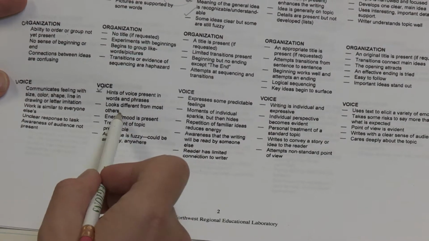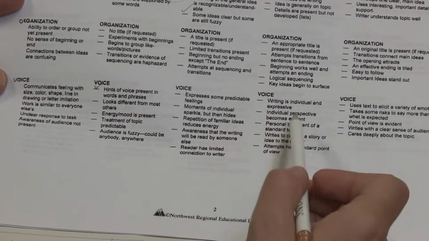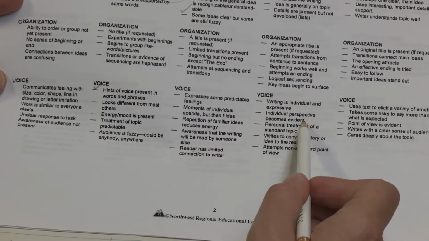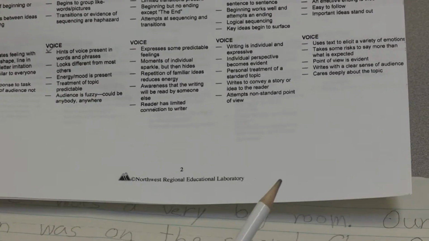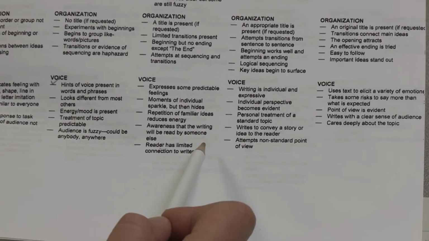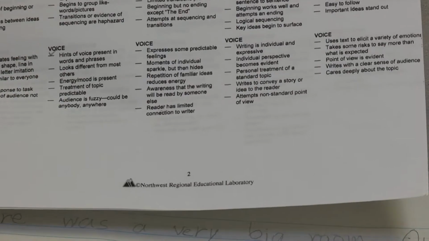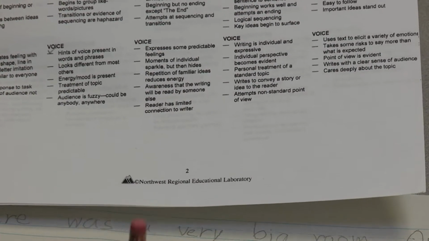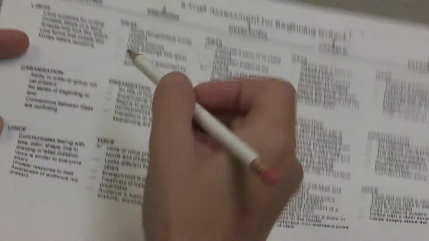Looks different from most others. Moment of individual sparkle, then hides. Individual perspective becomes evident, or takes some risk. Well, there are no risks. So I can go back to 2 and 3 here. So individual sparkle, I don't really see it. To me, it's just he's telling us what he did. So I'm actually just going to give him a 2 again.